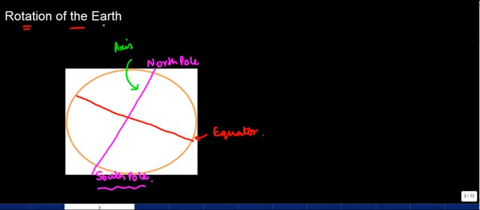The movement of the Earth around its axis, okay, is what is known as the rotation of the Earth. So the Earth moves around its own axis. So this axis that we see is going to make an angle of 66.5 degree with the orbital plane, right?